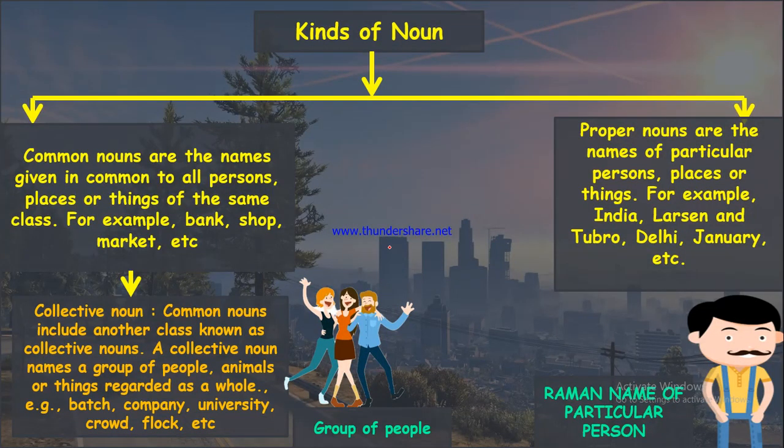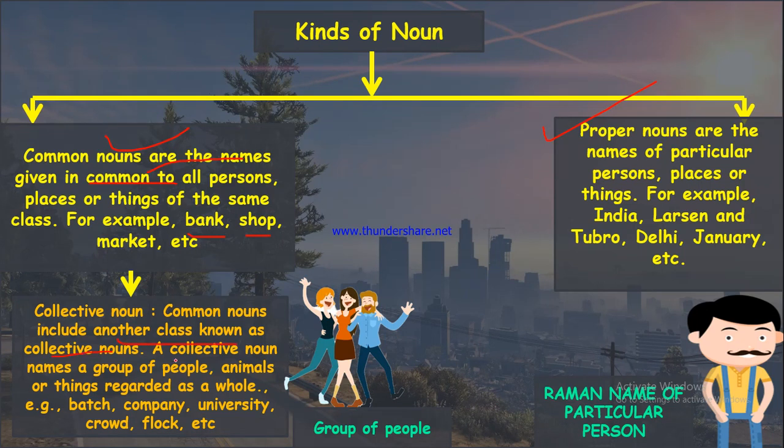Kinds of noun. Basically, there are two kinds of noun. First is the common noun, another one is the proper noun. What is a common noun? Common nouns are the names given in common to all persons or things, like a bank's name, a shop's name. Now, common noun has another type, its name is collective noun. So what is a collective noun? Common nouns include another class known as collective nouns.